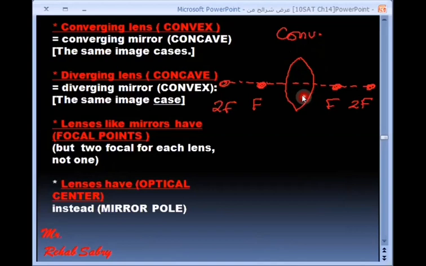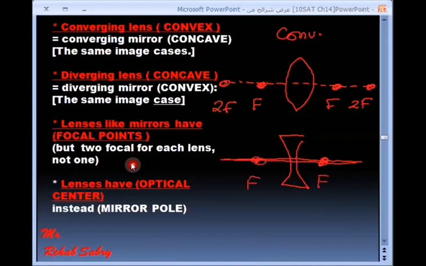Okay, if you are talking about the diverging lens, we will make the same. This is the diverging lens. I'll make the principal axis in the middle, as I'll explain a few seconds later. Focal point here, focal point here. This is the center of curvature, and this is the center of curvature. So these are the main points of the lenses.